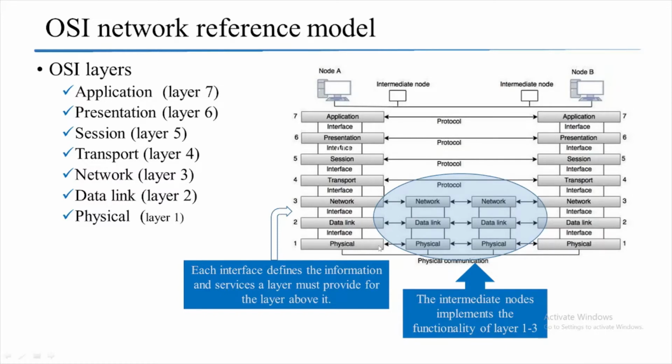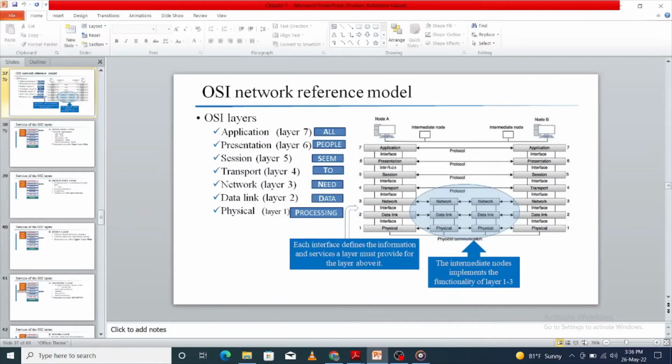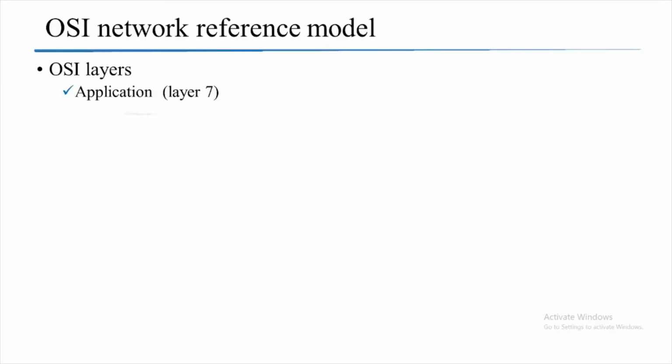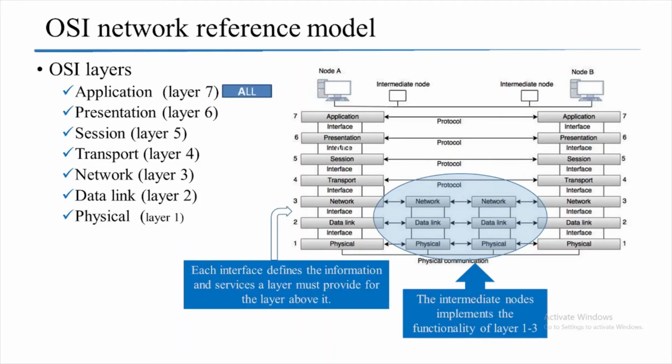And you can see from the figure that network, data link, and physical layers are responsible for device to device interaction, right? Whereas the uppermost layers, the application, presentation, and session, including the transport layer, are actually responsible for process to process interaction.